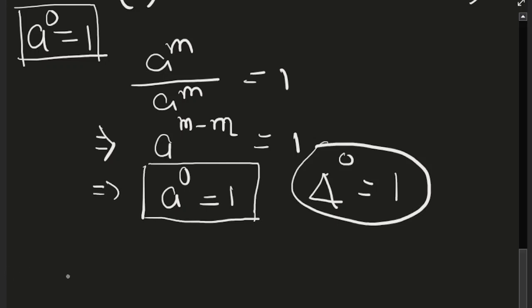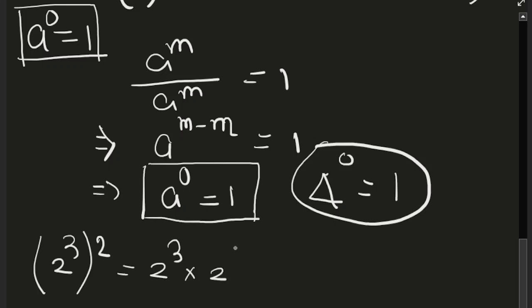Now, if I write a power upon a power, that means if I write 2 to the power of 3 again to the power 2, what is the meaning of this? The meaning of this is 2 to the power of 3 multiplied by 2 to the power of 3. Why? Because we know square means what? Whatever is inside the square, we write 2 times. Like a square means a into a. So 2 to the power 3 square is 2 to the power 3 into 2 to the power 3.